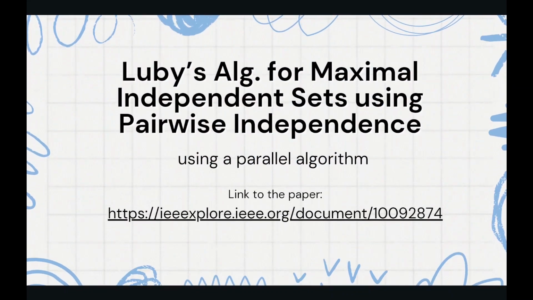Now we move to the third paper. Until now, we discussed only the centralized solutions for the MIS problem. But now, we will talk about how we can make a decentralized approach to the maximum independent set problem. This paper talks about a parallel algorithm approach for the problem. The link for the paper is being shown on the screen.